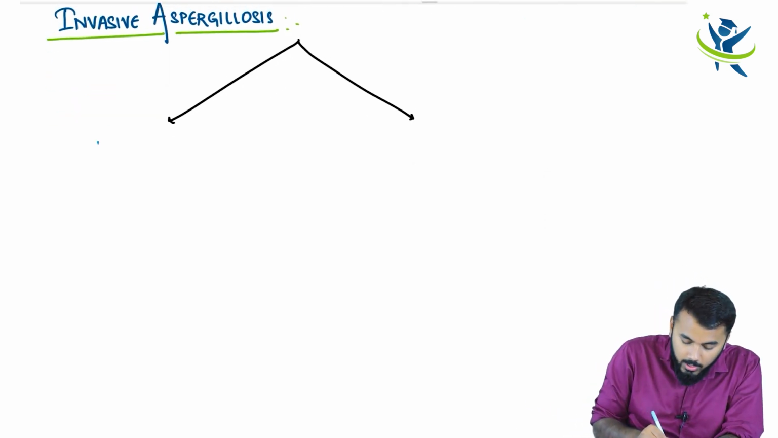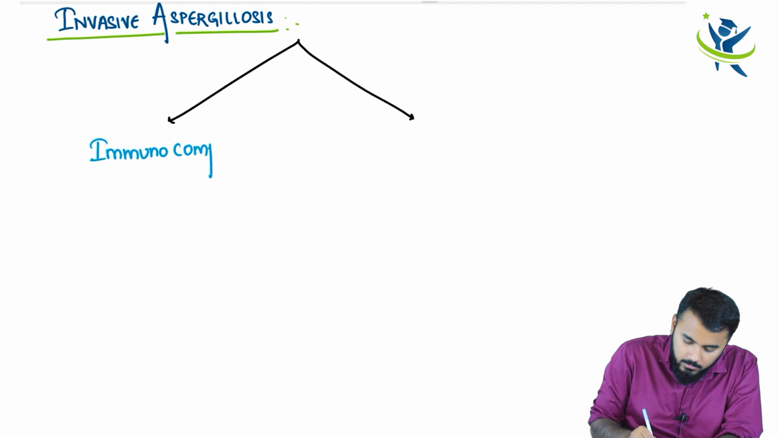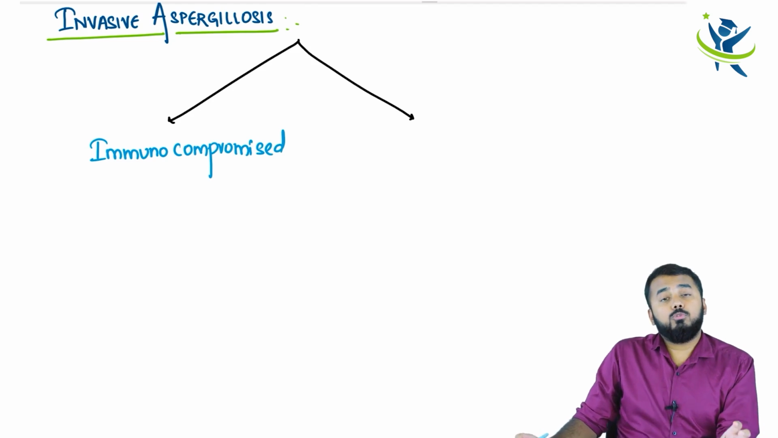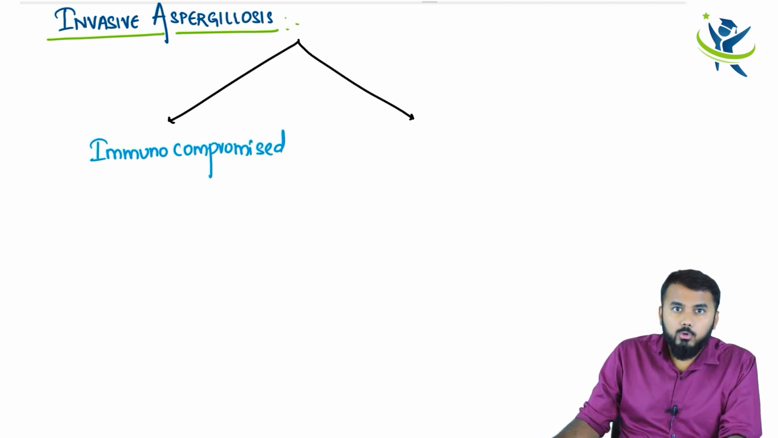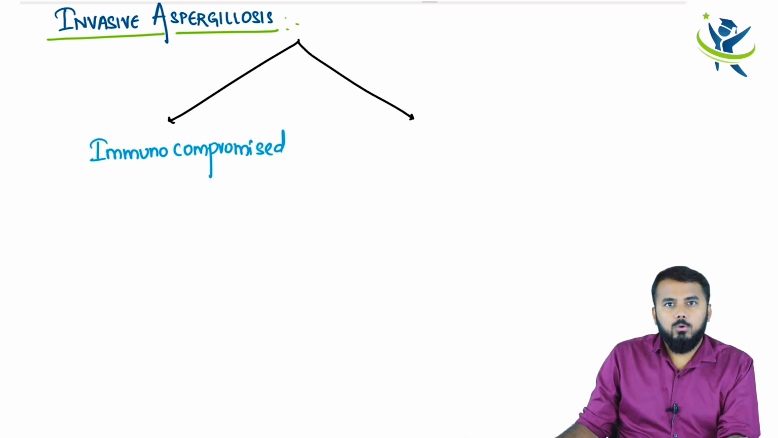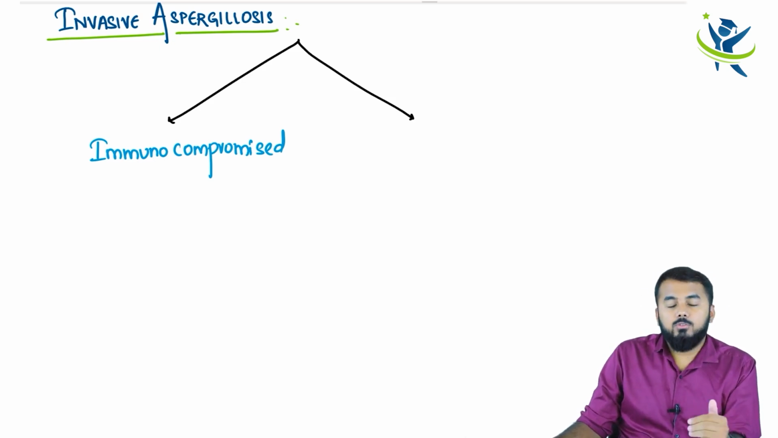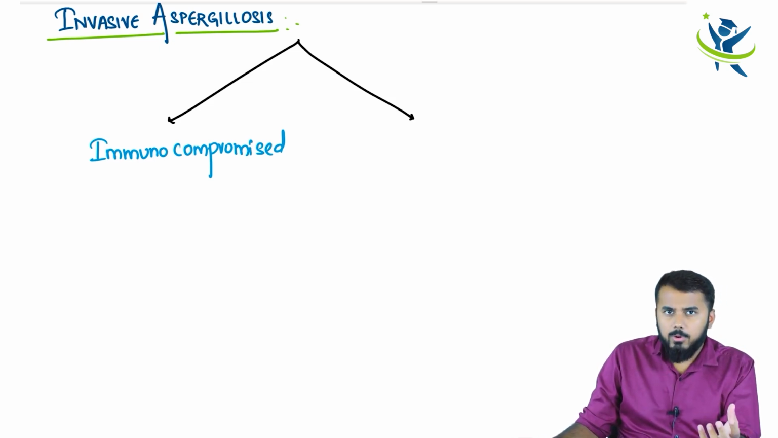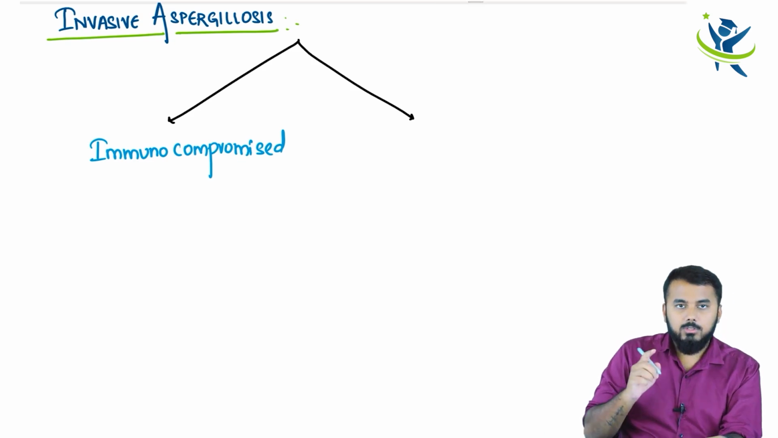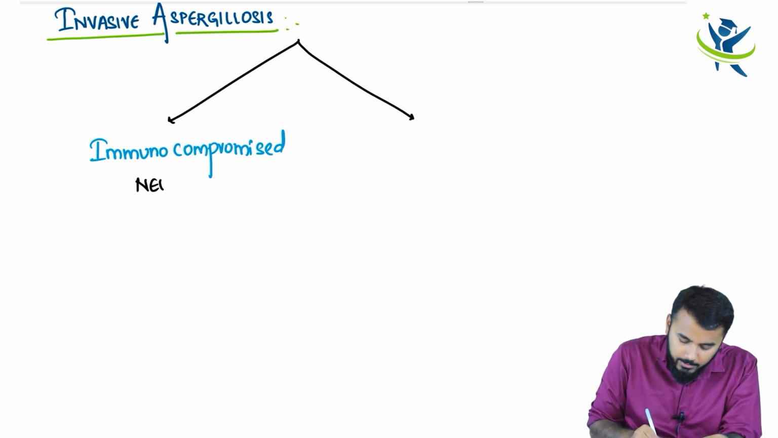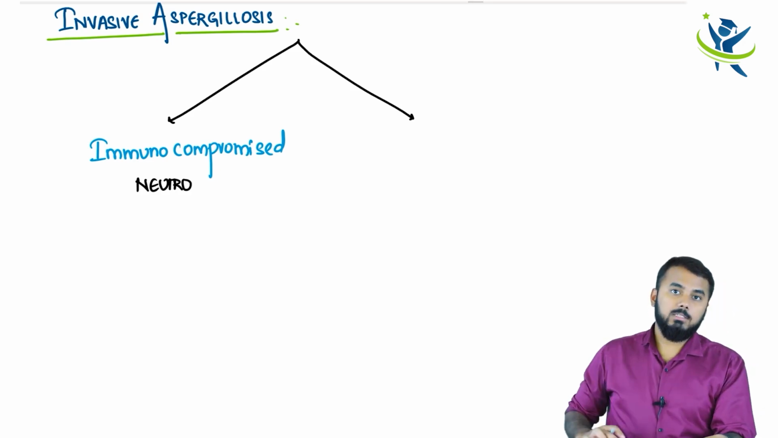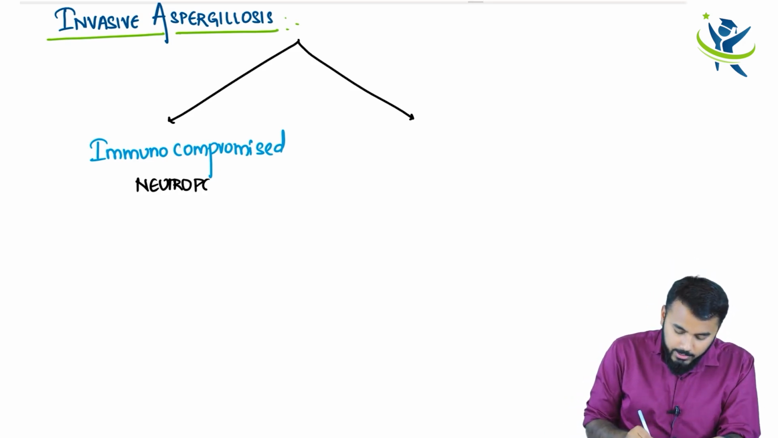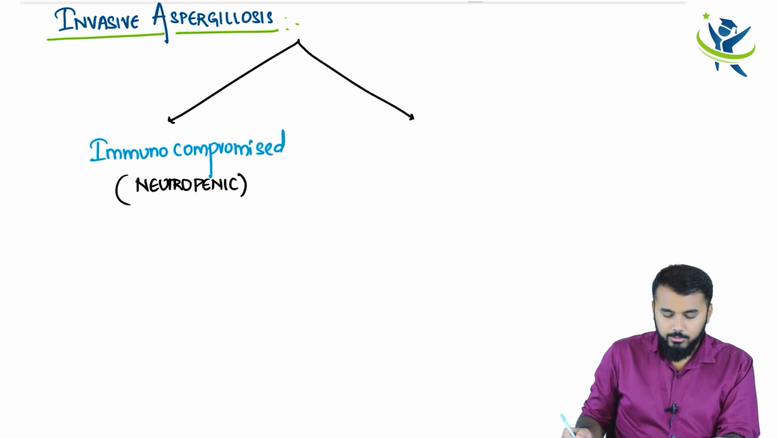The first group are called immunocompromised patients. Who are immunocompromised? Those patients whose neutrophil count is low, or those patients who have HIV. So mostly invasive aspergillosis affects those who are neutropenic, because neutrophils are the main cells of your immunity.